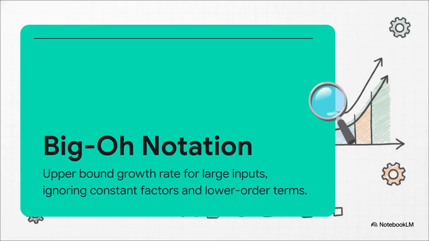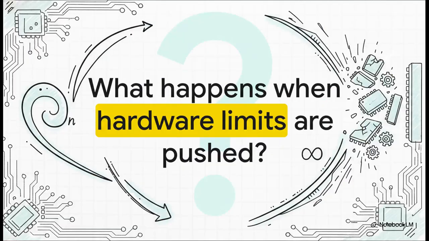The golden rule is we ignore the small stuff, the lower-order terms and the constant multipliers, to clearly see how the algorithm behaves as input sizes approach infinity. This lets us easily rank algorithms, knowing definitively that an O(1) algorithm is faster than an O(n) algorithm, which is inherently faster than an O(n²) algorithm, regardless of the physical laptop it's running on. Which leaves us with this final, kind of provocative thought.